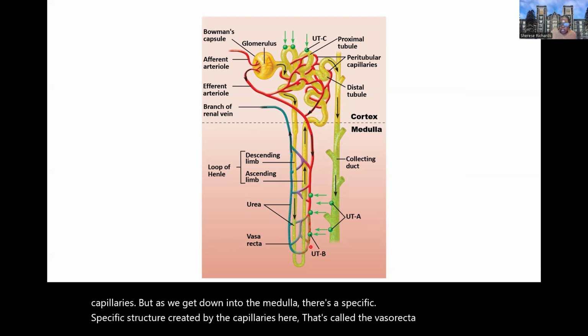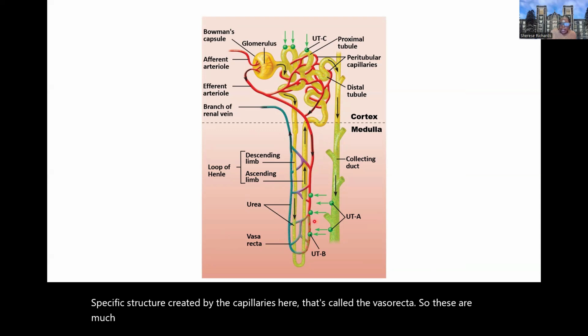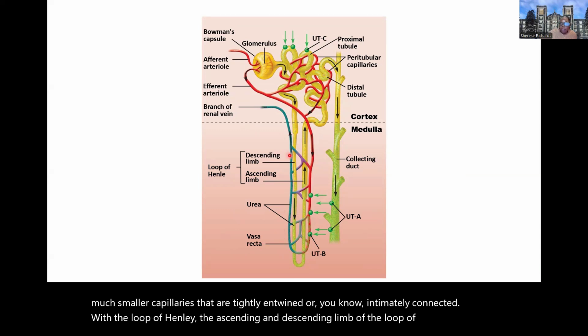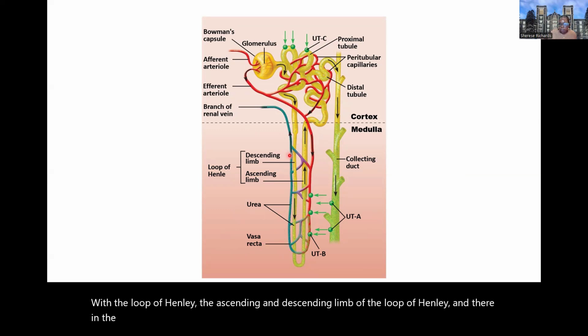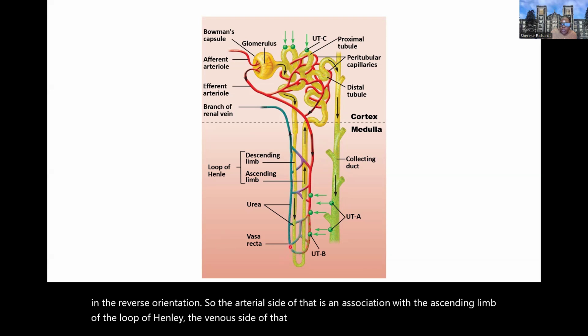So these are much smaller capillaries that are tightly entwined, or intimately connected, with the loop of Henle, the ascending and descending limb of the loop of Henle. And they're in the reverse orientation. So the arterial side of that is in association with the ascending limb of the loop of Henle. The venous side of that vasa recta is in association with the descending limb of the loop of Henle.